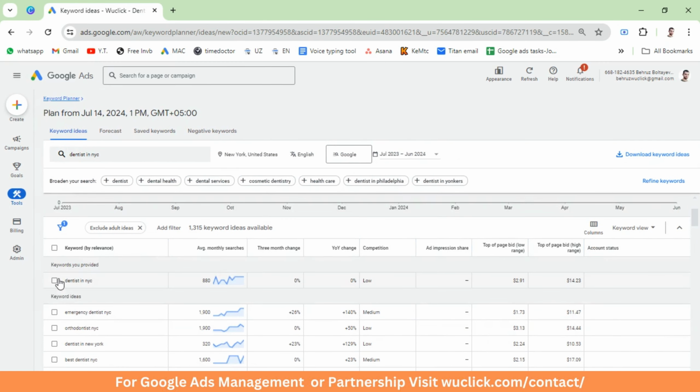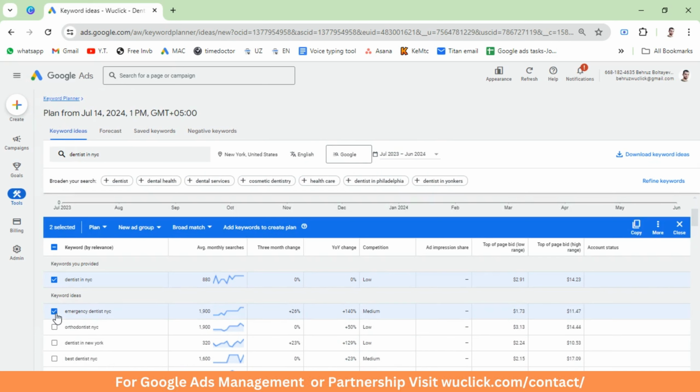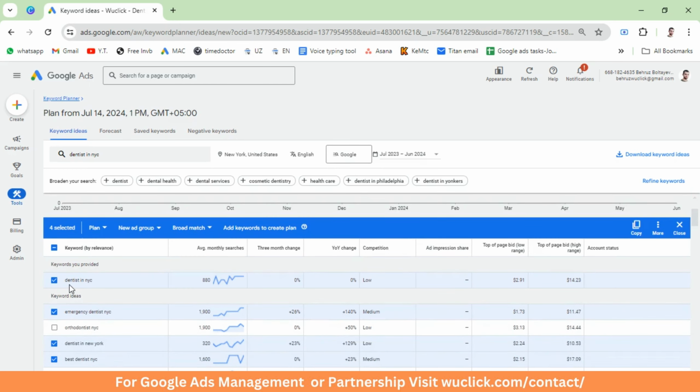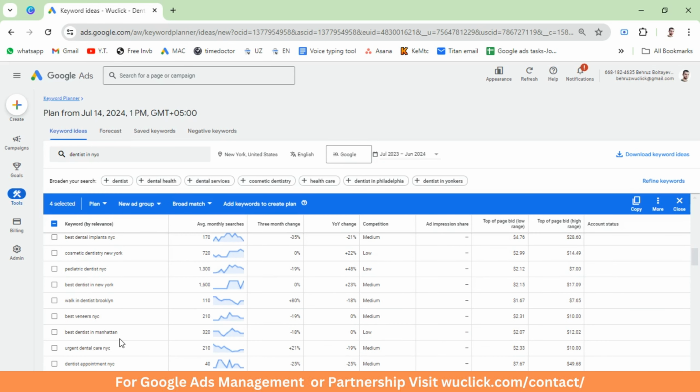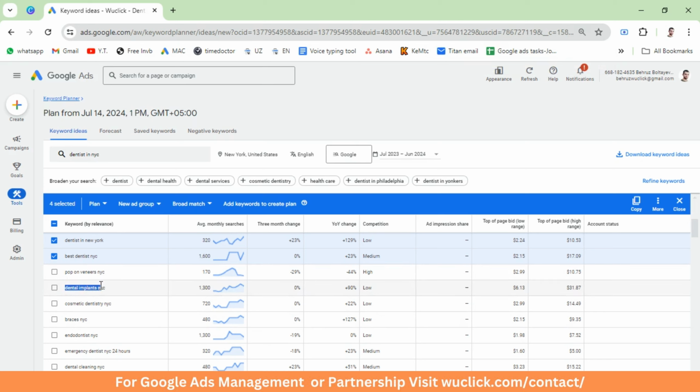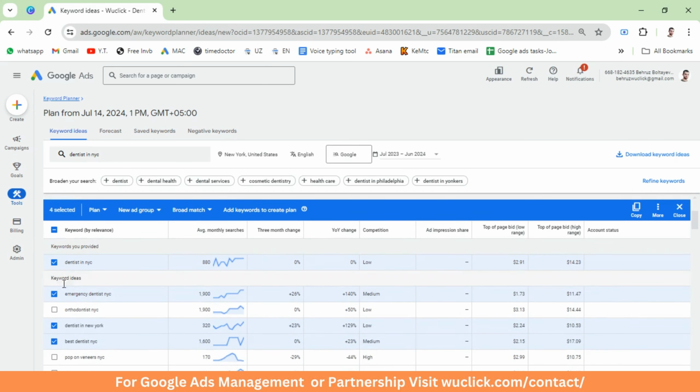and we see dentist in NYC, emergency dentist NYC, dentist in New York, best dentist NYC. And by the way, dentist in NYC is a more generic keyword because there are several types of dentists. The more specific the keyword is, the more expensive it can get. For example, I found the keyword dental implants NYC, which is much more specific, and that's why it is more expensive. But for this video, we're just going to use dentist in NYC, which is more generic.